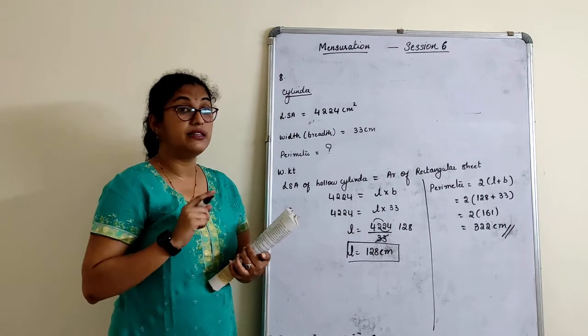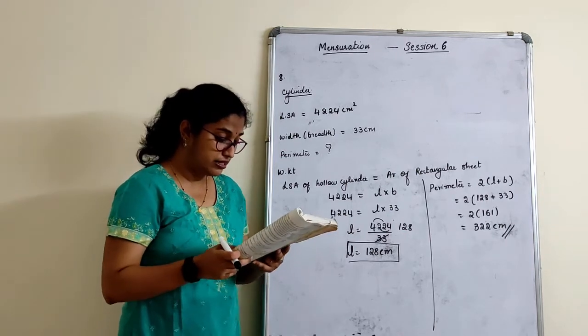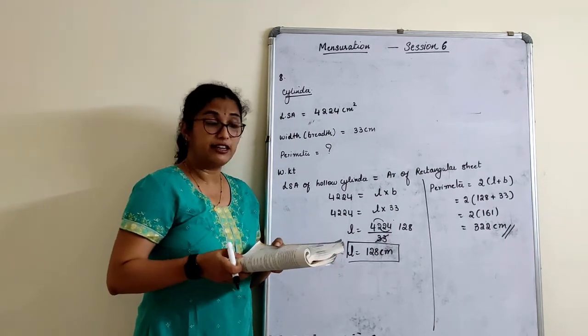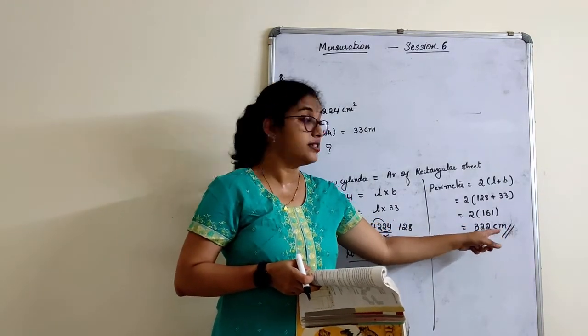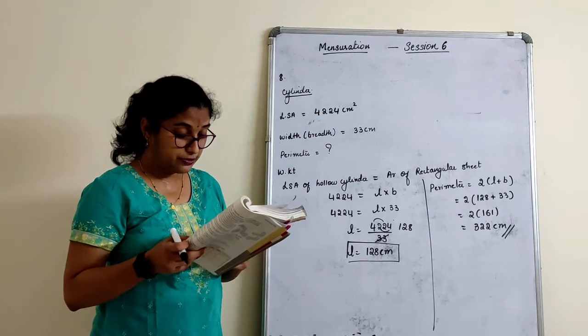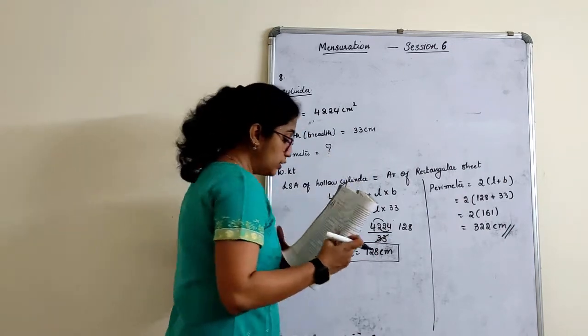Area is always in square units. That's all they had asked. Find the perimeter of the rectangular sheet. Give a conclusion. Therefore, the perimeter of the rectangular sheet is 322 centimeter. Okay. 9th one.